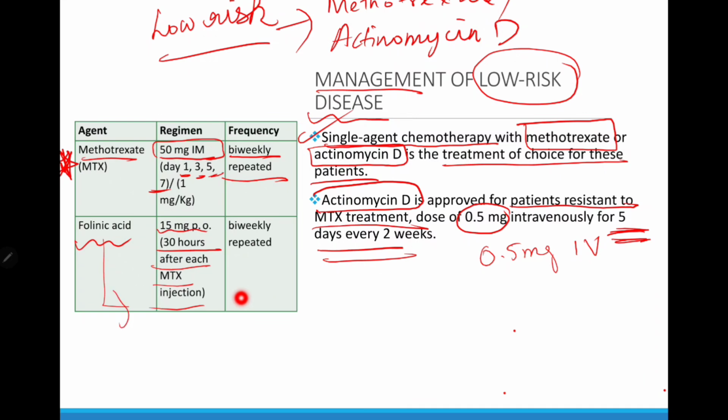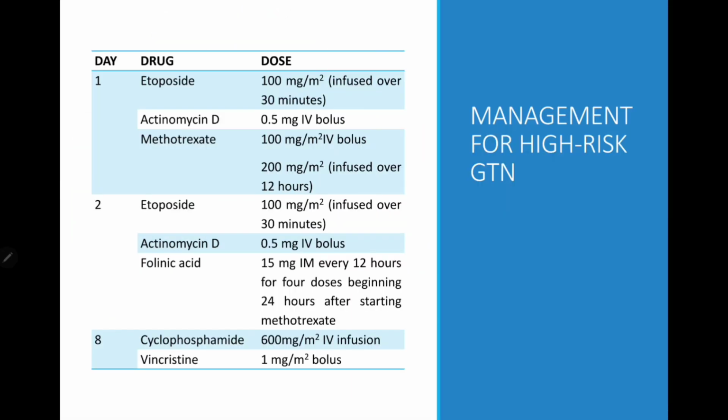So folinic acid, as you already know, is to reduce the methotrexate toxic effects or toxicity, so we are also going to give it along with methotrexate. Folinic acid should be given 30 hours after each methotrexate injection, again bi-weekly repeated, 15 mg per oral. Now let's move on to the management of high risk GTN. So high risk GTN, on day 1 I will be giving etoposide.